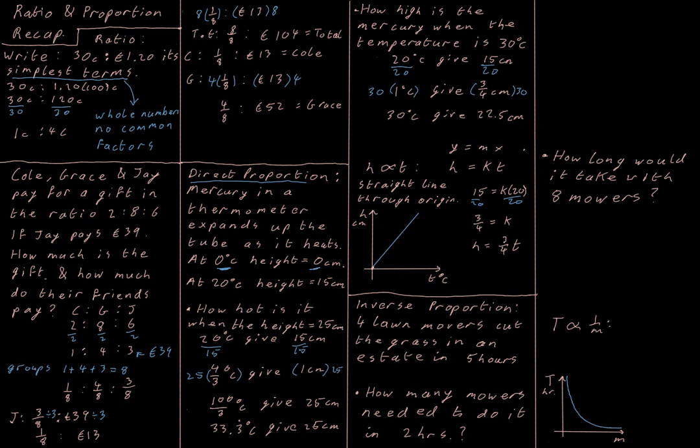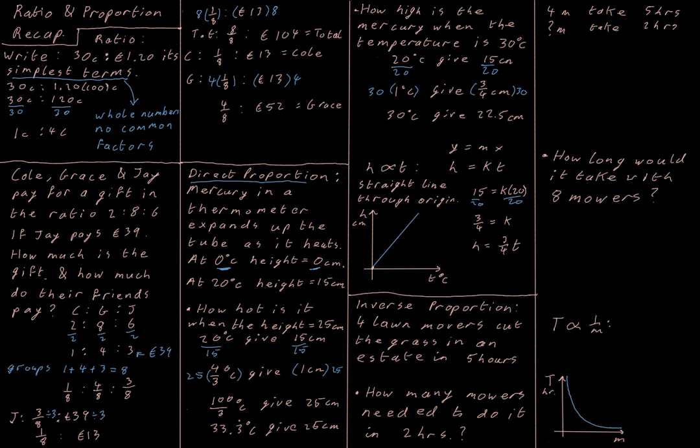Well, what we can say now, we know that 4 mowers would take 5 hours. Now, unlike last time, if we decreased the number of mowers, we'd increase the amount of time. It would take us longer to get the job done if we had fewer mowers. So we want to know the number of mowers it would take to do it in 2 hours. So we state our question: how many mowers is that going to take?